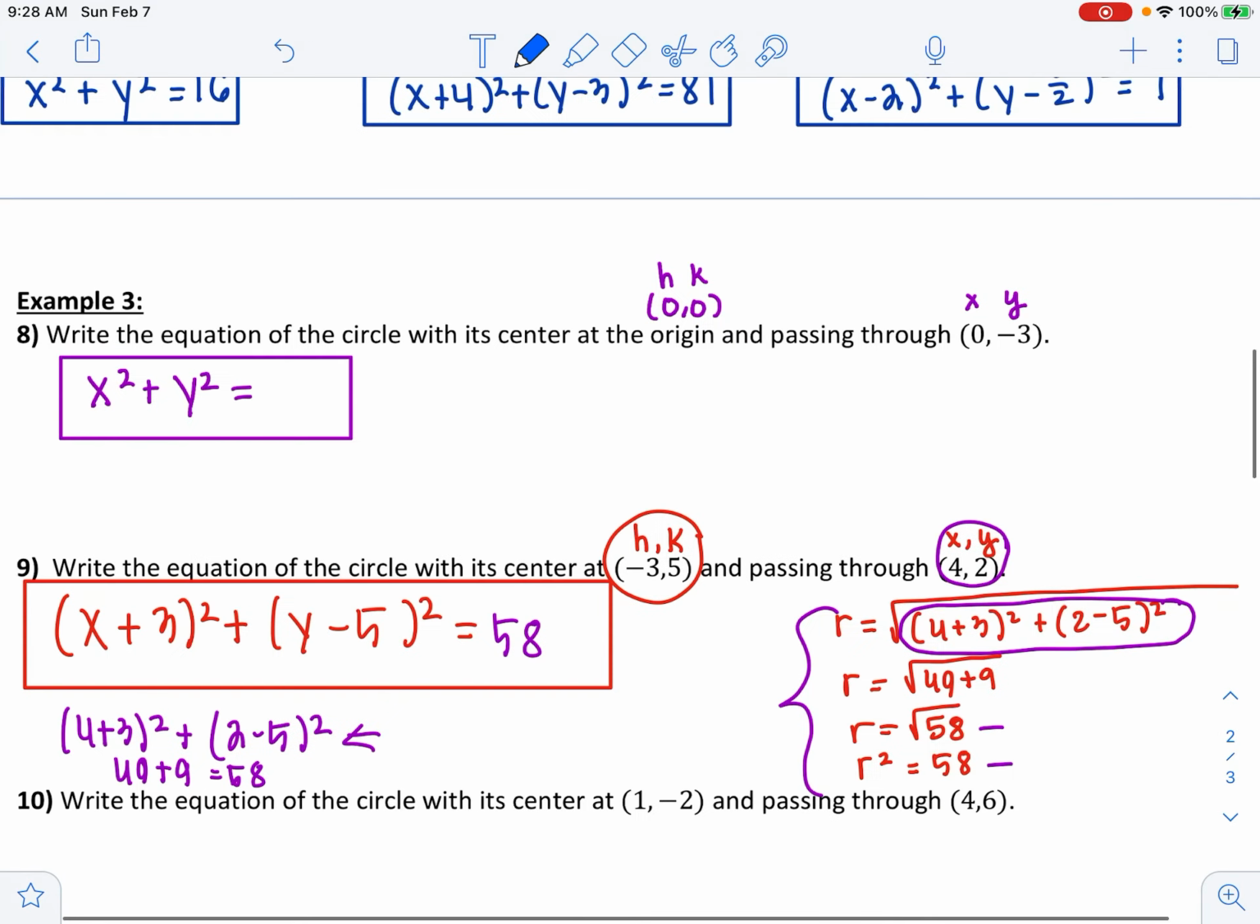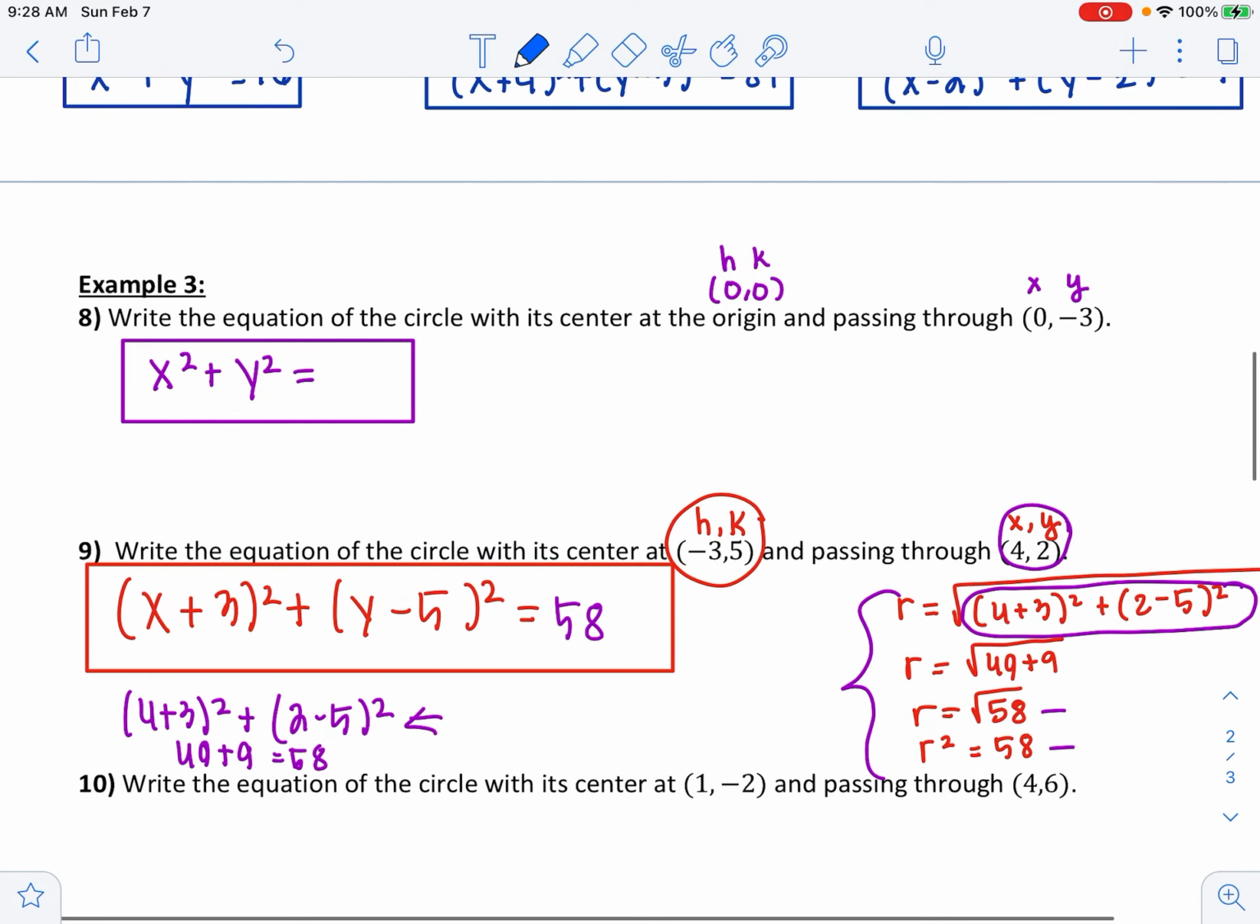And now I just need that r squared value. So I'm going to plug in 0 for x and negative 3 for y. 0 squared plus negative 3 squared. That's 0 plus 9, which is 9. So there's a 9 right there. And that's it.